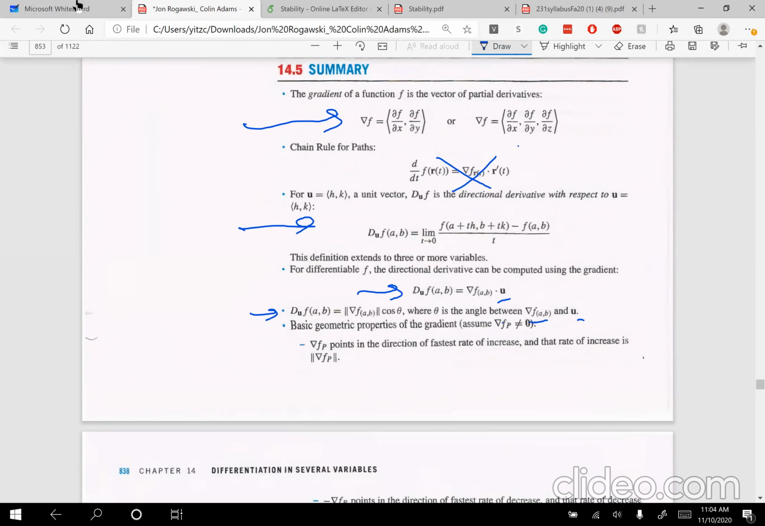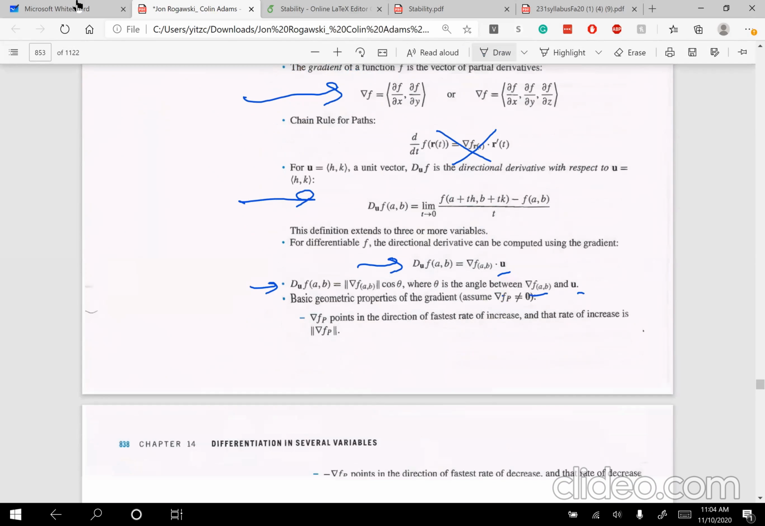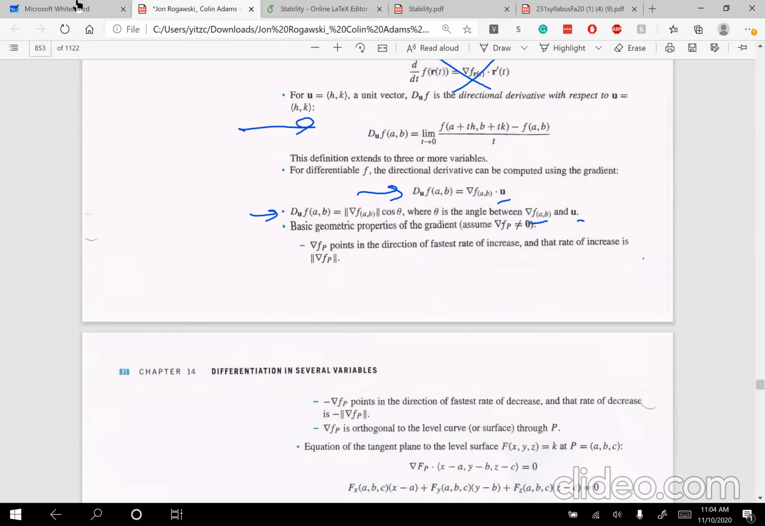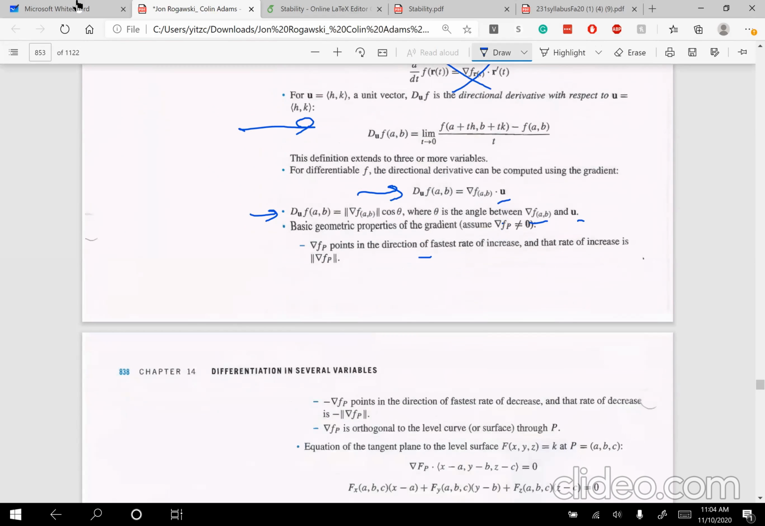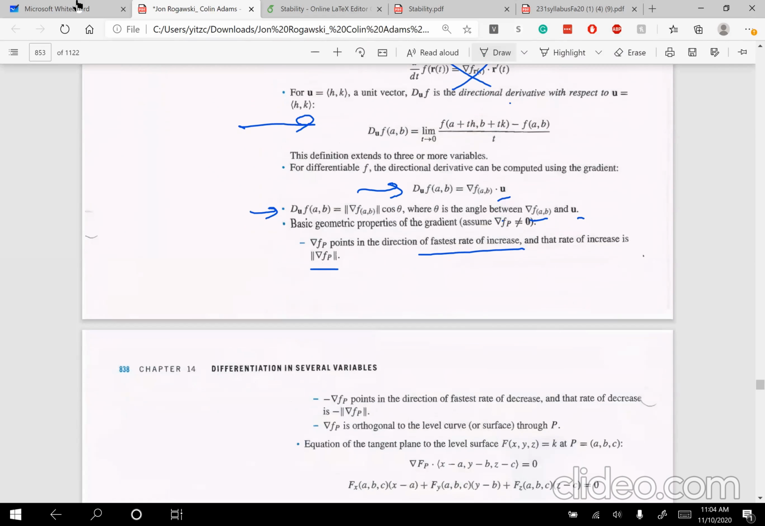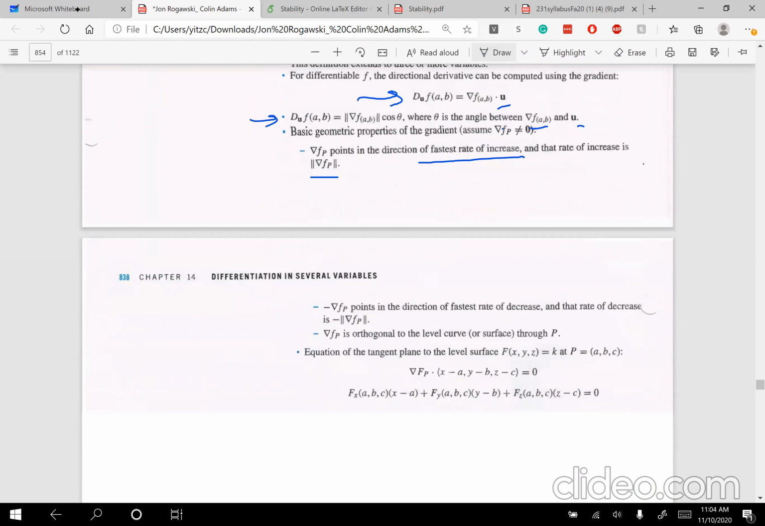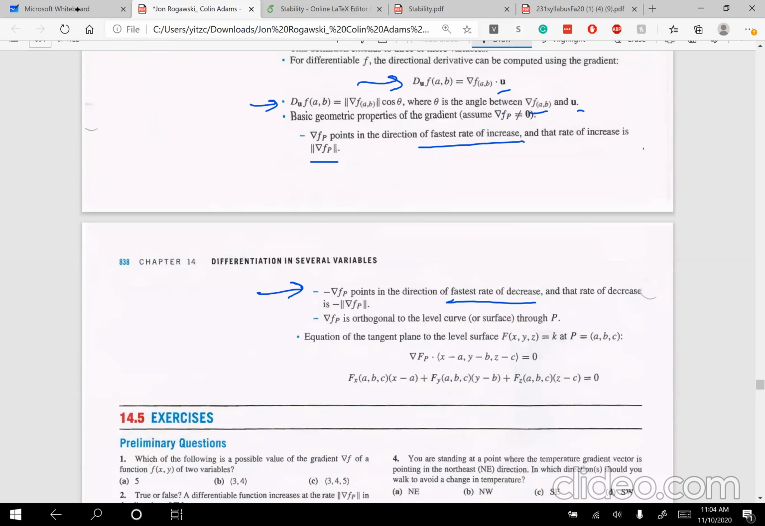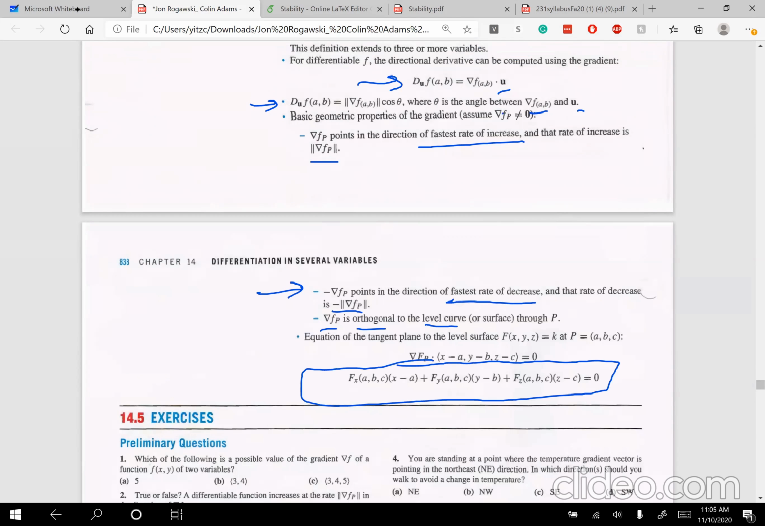We said that the gradient points in the direction of greatest increase, and the rate is the magnitude. And the negative of the gradient points in the direction of fastest decrease, and the decrease is negative of the magnitude. And the gradient is orthogonal to the level curves. And finally, we saw this formula for the tangent planes for a surface like this. Any questions about this?